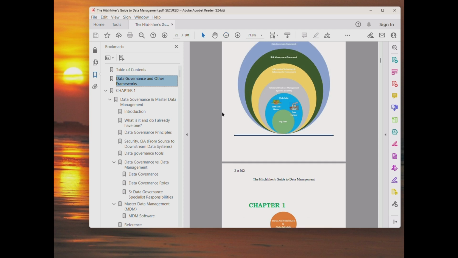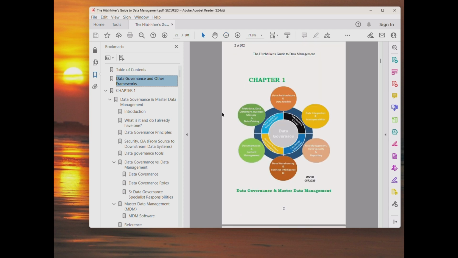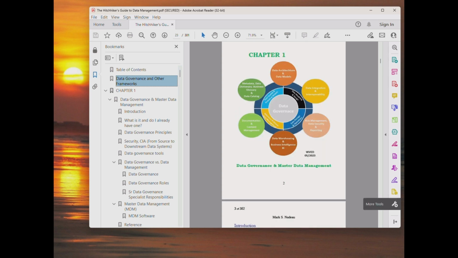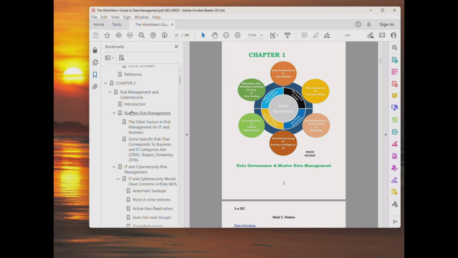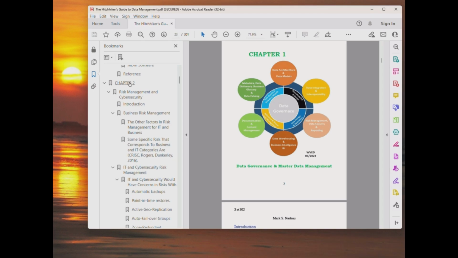In chapter one, we will dive into key aspects of developing a data governance program, which will include data governance framework, master data management, data governance principles, how security fits within the data governance, data governance tools, data governance roles, and master data management, the software that's used.